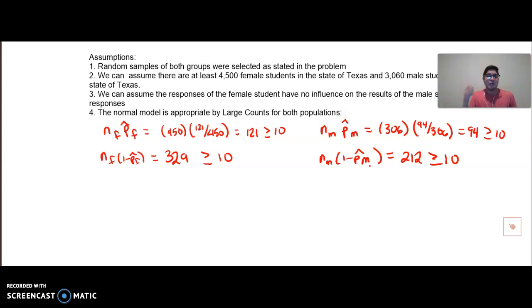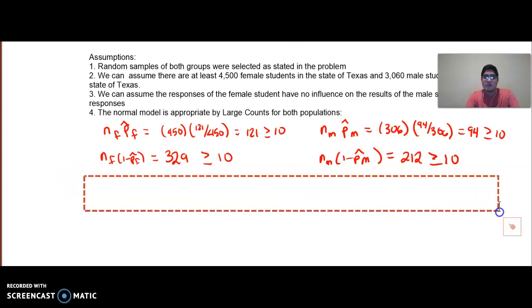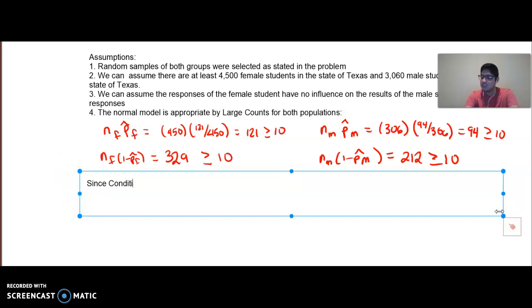Now we see that we have random samples. They are independent. We're sampling no more than 10% of the populations, and they're approximately normal. Now, since we have this, we're going to spice it up a little. Since conditions are met, we will use, well, now we're not dealing with one sample, but we're dealing with a 2-sample Z interval for the difference of proportions.